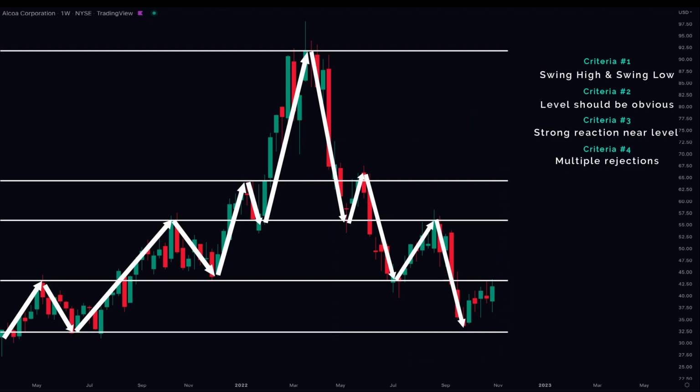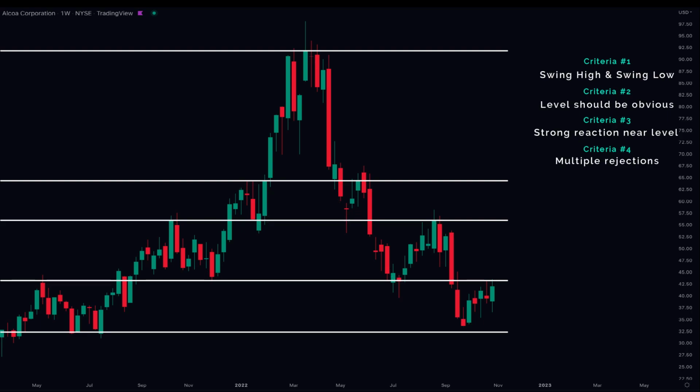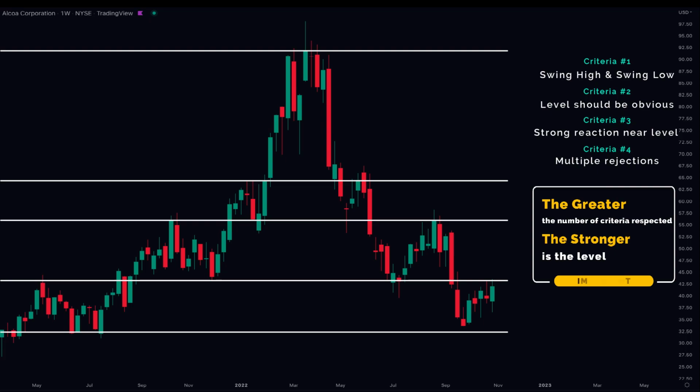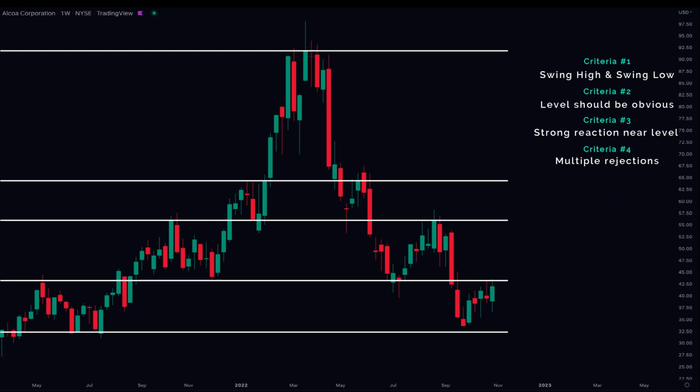We will go over each level and see how many conditions are respected. The greater the number of criteria respected, the stronger is the level. Our first criterion is always respected because we use it to draw our levels, so let's put a check mark on it. We can see here that the first level is an obvious one. Also, check the quick and strong price action rejecting the level, confirming the third condition. Multiple rejections can be seen here too, making this level a strong one since it respects all our criteria.